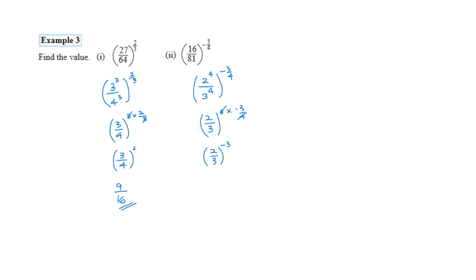So you want to make this positive. If you write 3 over 2 cubed, this will be positive. That is equal to 3 cubed is 27 and 2 cubed is 8. That is equal to 3 over 8 as a mixed number.